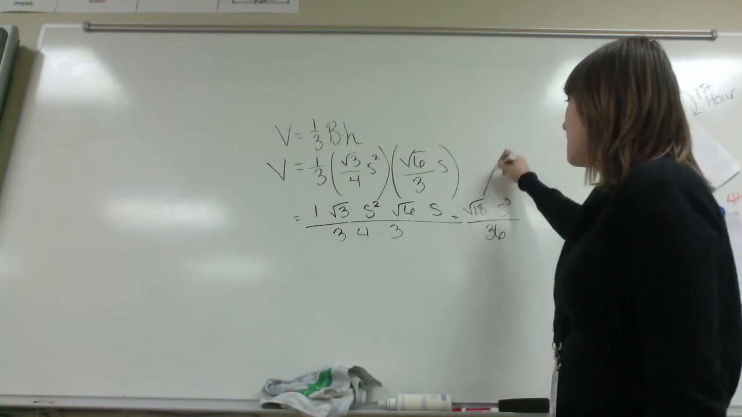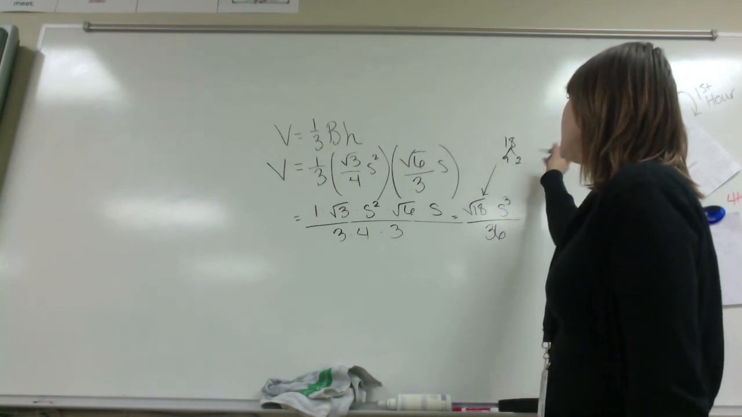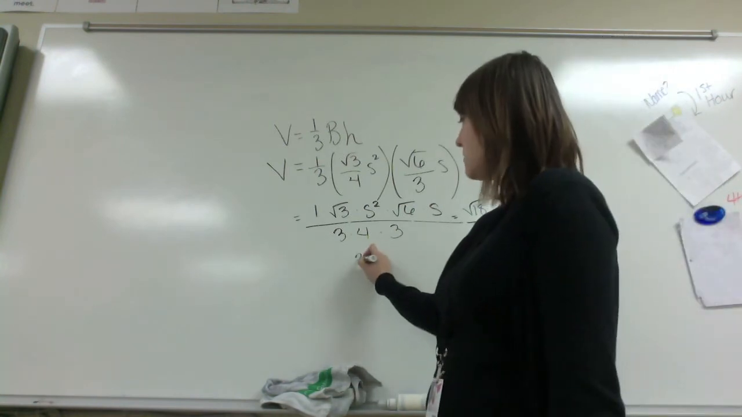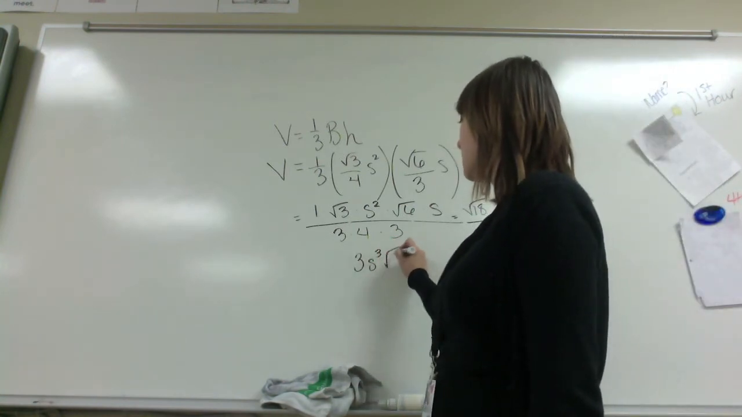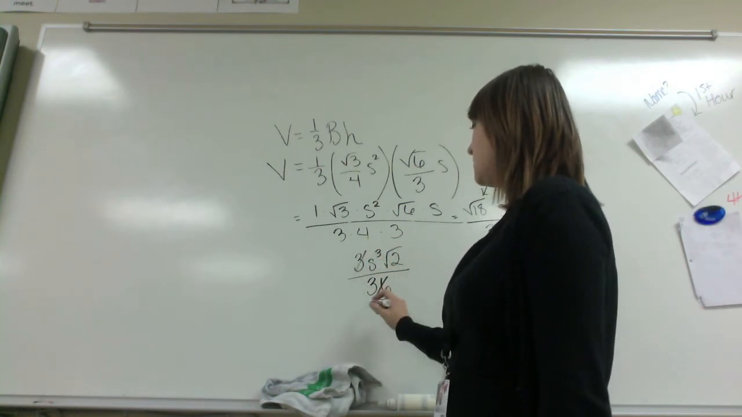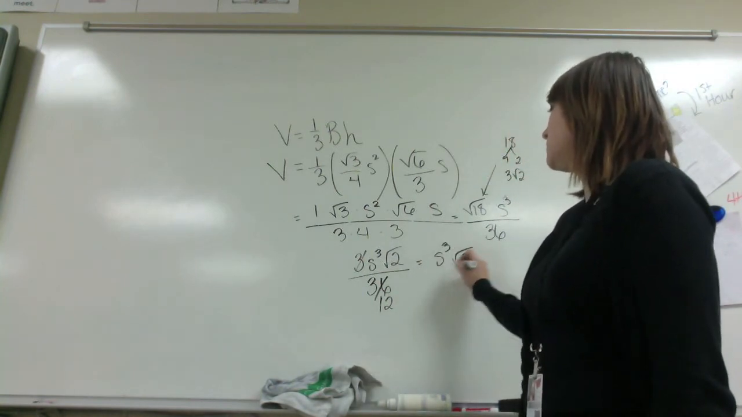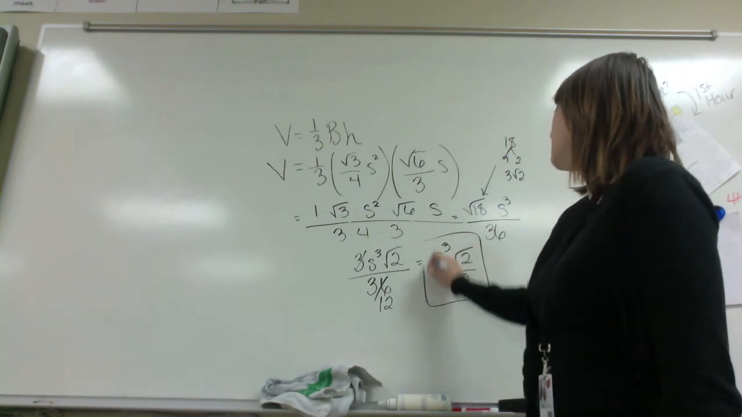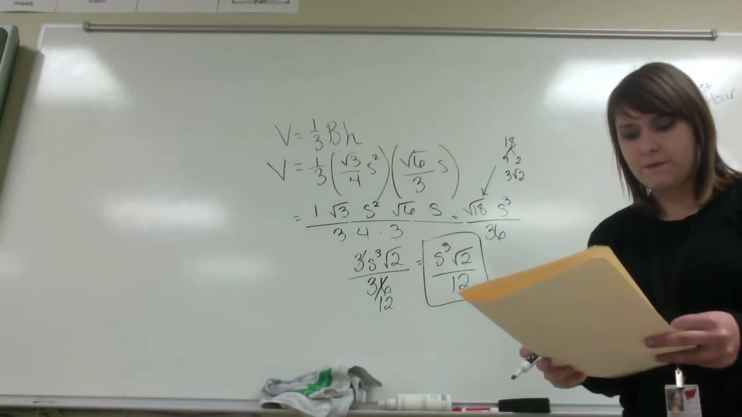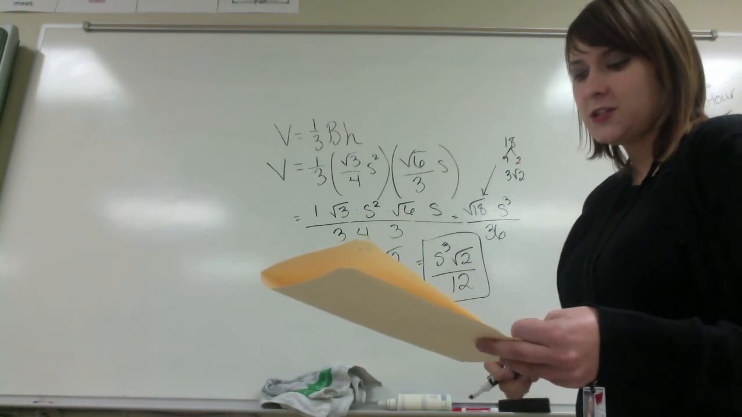I can simplify this radical here. So 18, I know that's 9 and 2. So that would be 3 square root 2. So now I've got 3s cubed square root 2 over 36. If I simplify this 3 and this 36, this becomes a 12. And I have s cubed square root 2 over 12. Ta-da!